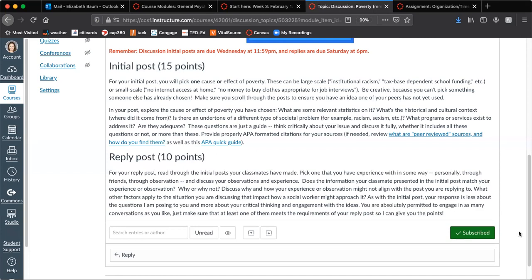For whatever sources that you use, make sure that you're using APA formatted citations. You will lose points if your citations are missing or if they are not formatted in APA. So if you don't know what that is, make sure that you click on that link there about what are peer-reviewed sources and how do you find them. You don't need to use peer-reviewed sources, by the way, for this, but you can. Also see the APA quick guide, which will help you write the citation itself. Okay, so reply post, same kind of idea. Critical thinking is the priority here.